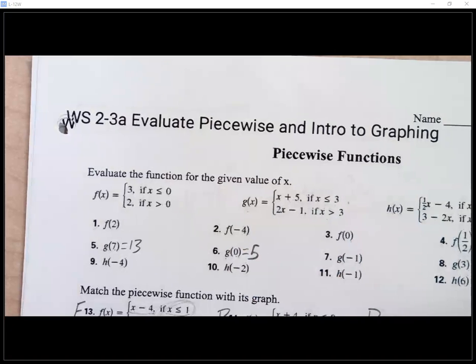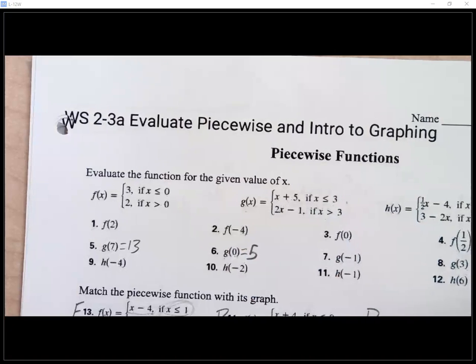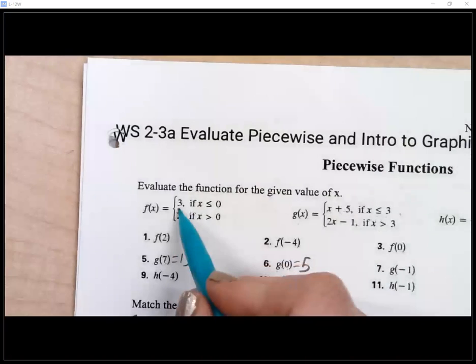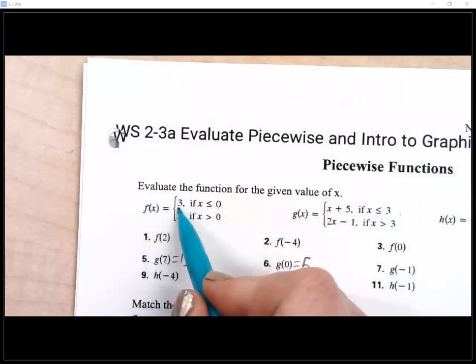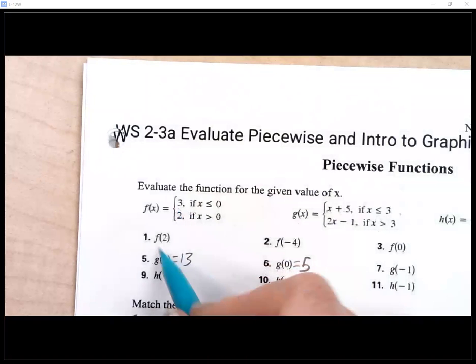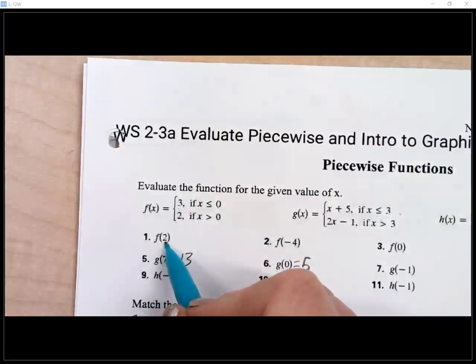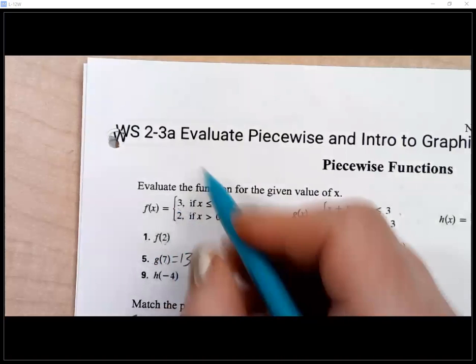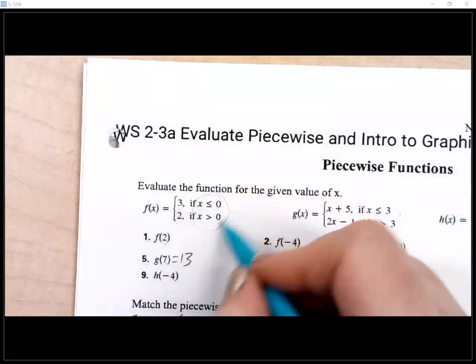Yep. Like 1 and 2 where it's F and then F, they have just the number answer. Well, let's go back and do number 1. If you were to graph these, this is just horizontal lines, right? This is just a line y equals 3 and y equals 2. So if you want to know what the value of this function is when x is 2, again, I'm going to start over here. Is 2 less than or equal to 0?